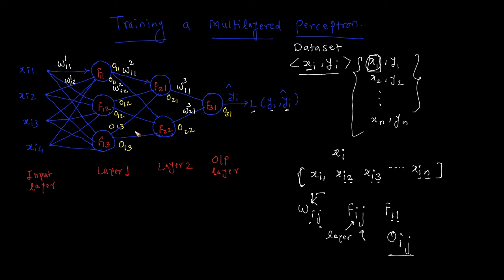Similarly here, if I write, this weight will be W2 because it is going in layer 2 and it is coming from neuron 3.